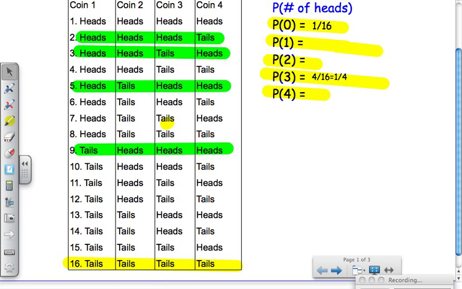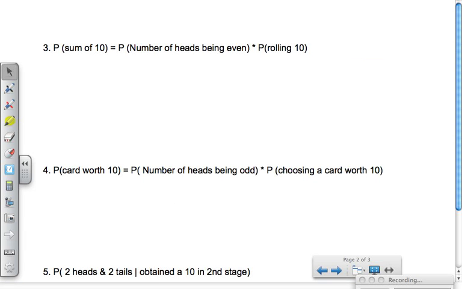Okay, so the first question that you have to solve for this problem involves number 3. It says the probability of the sum of 10 equals. It asks you to find the probability that the sum is 10 when you roll 2 dice. What you have to remember though is that in order to roll 2 dice, you have to have an even number of heads. So you need to compute the probability that the number of heads is even.